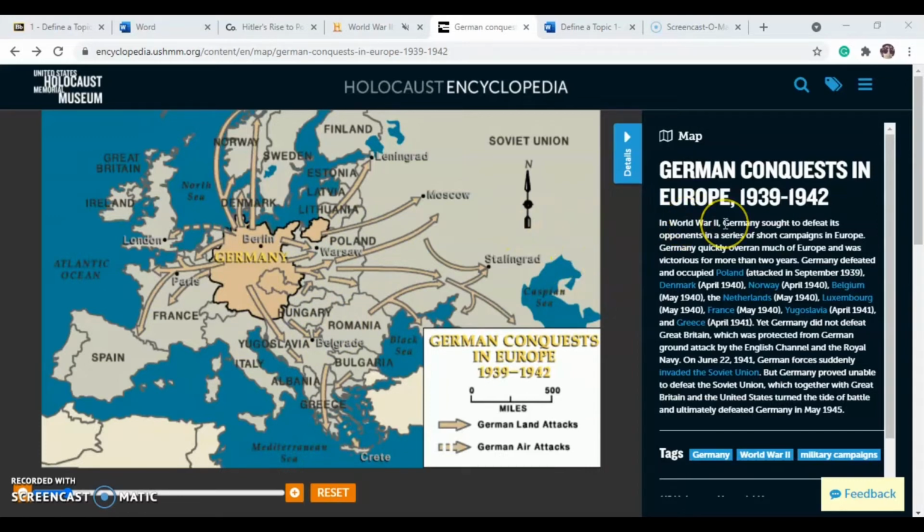And during the war, Hitler and Nazi Germany wanted to defeat all their rivals and opponents in a series of short missions in Europe. Using this strategy, Germany quickly took over most of Europe and were successful for more than 2 years. During Hitler's reign, Germany overran Denmark, which is right here. This is Denmark. Norway, Belgium, which is right here, this tiny little country right here.